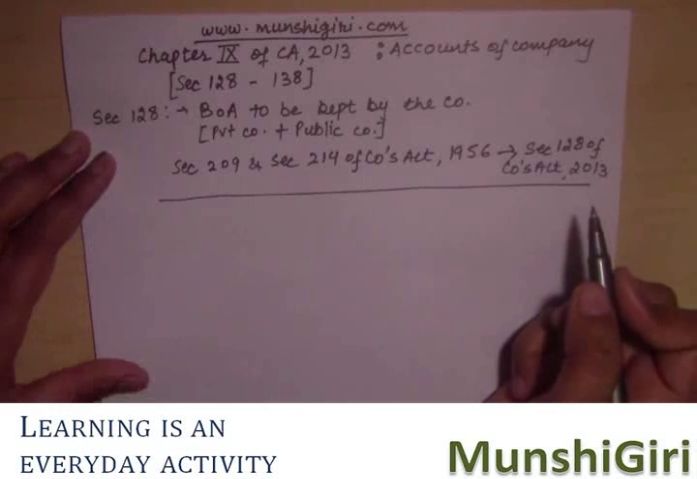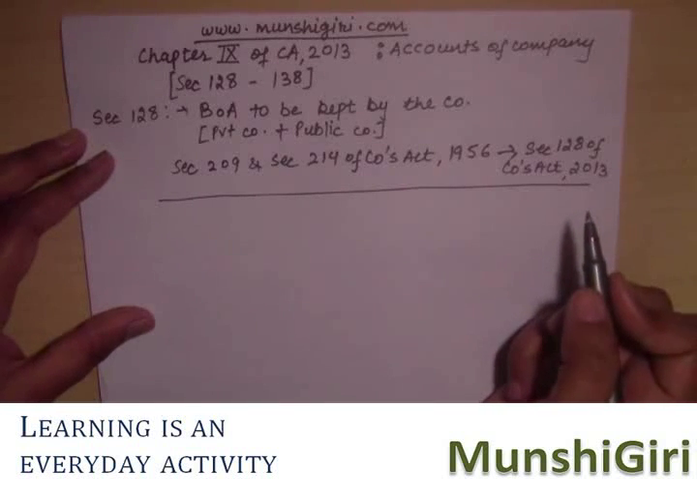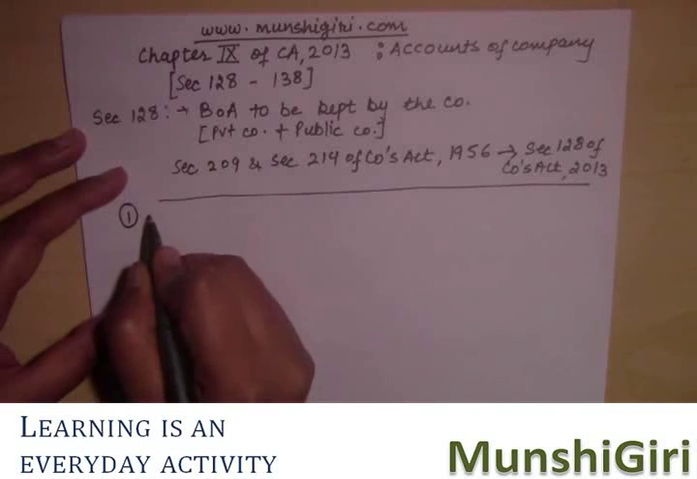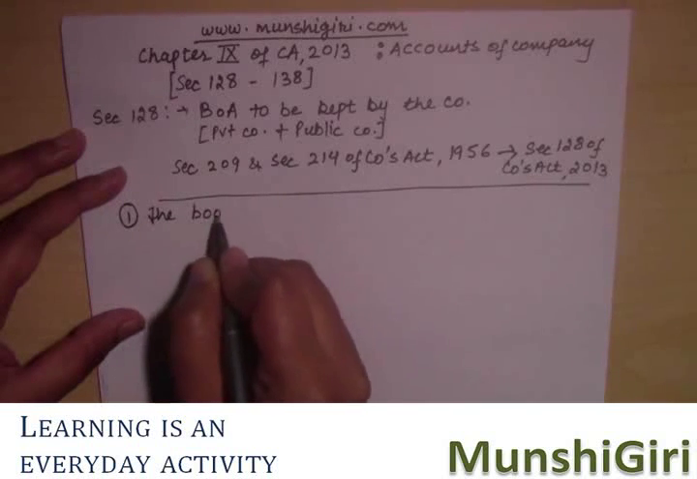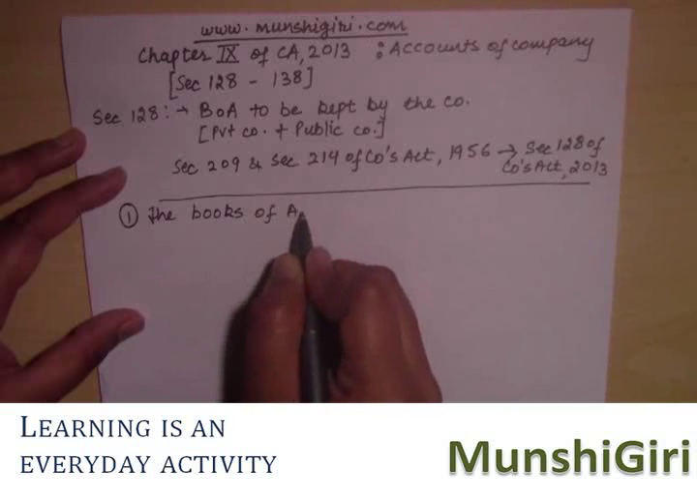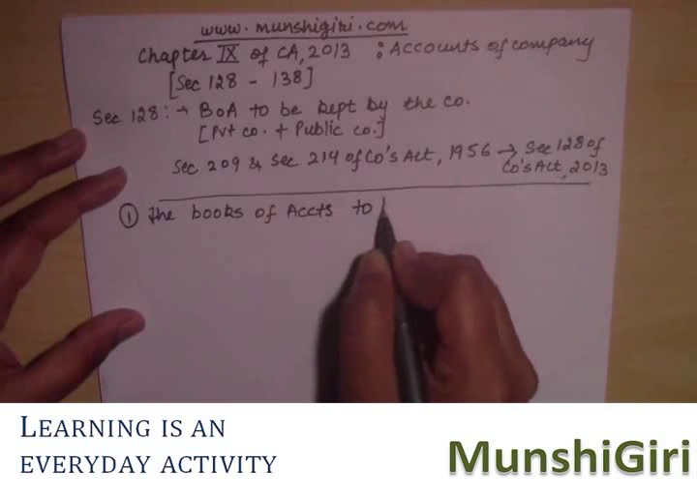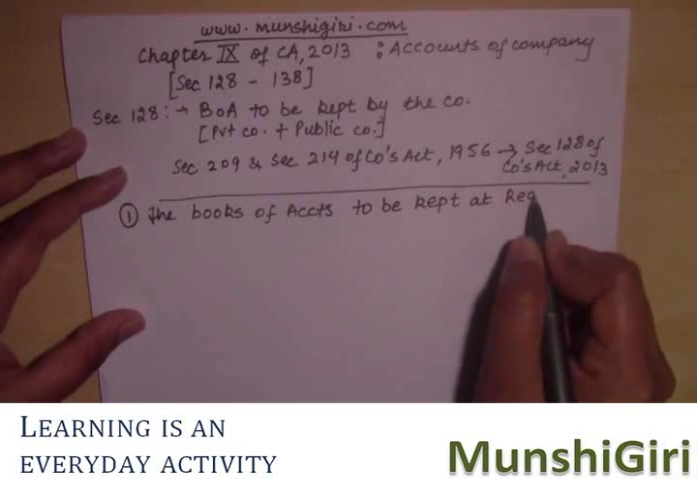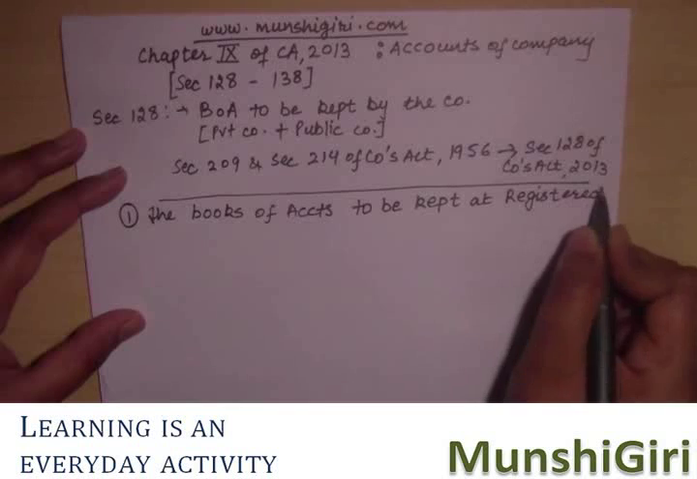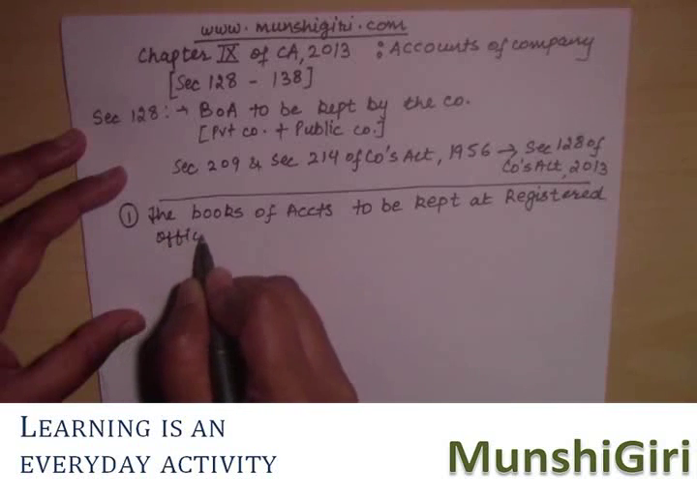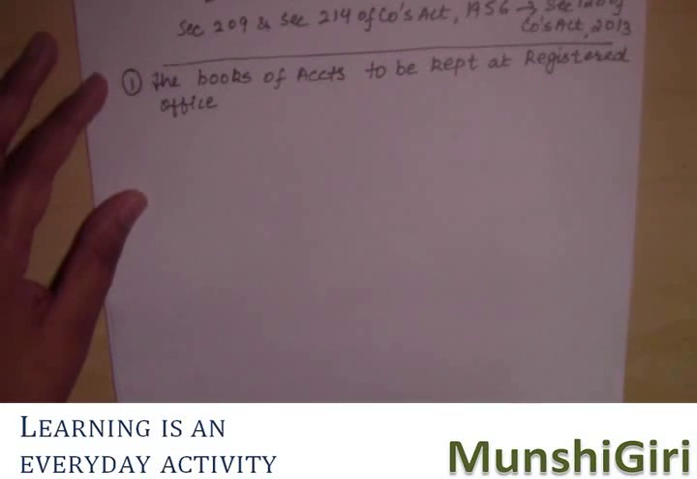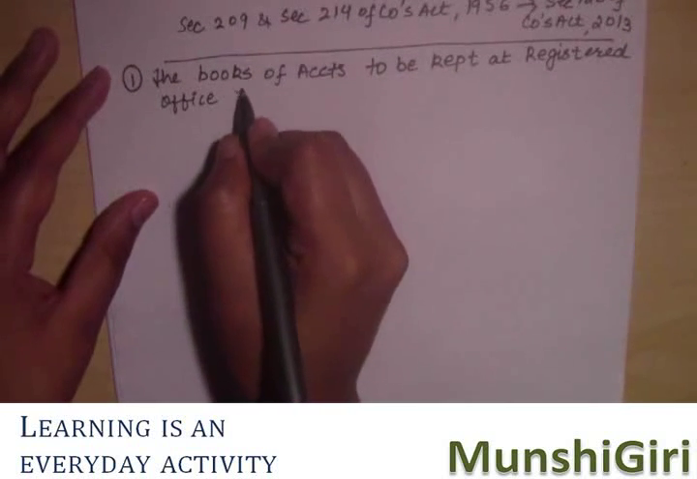It says that every company shall prepare and keep its books of accounts at its registered office. The first point is the books of accounts to be kept at the registered office for every financial year.